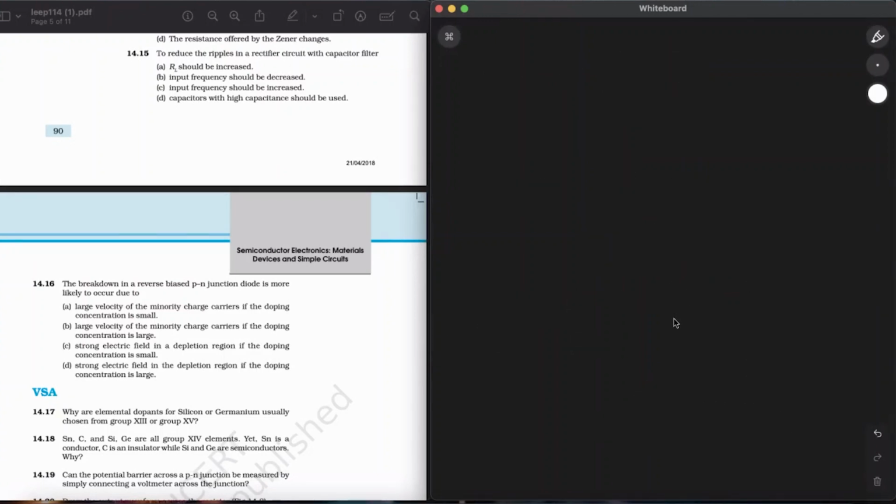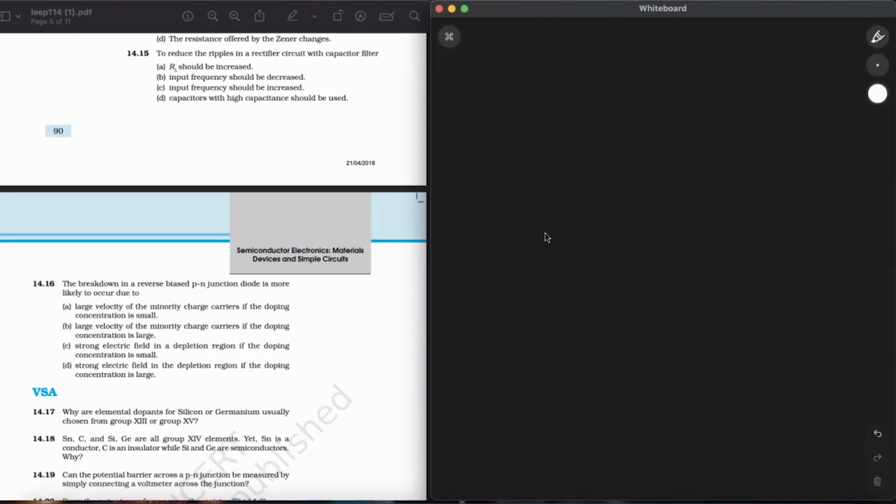Okay, so now we have question number 16. The breakdown in a reverse biased PN junction diode is more likely to occur due to the following reasons. Large velocity of the minority charge carriers if the doping concentration is small, large velocity of the minority charge carriers if the doping concentration is large, strong electric field in the depletion region if the doping concentration is small, and strong electric field in the depletion region if the doping concentration is large.